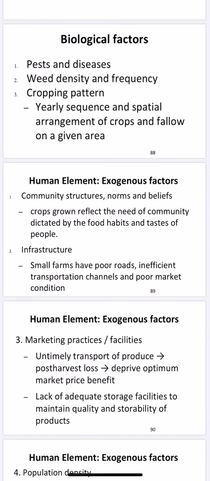So next are the biological factors. Number one is pests and diseases. Second, weed density and frequency, and third, the cropping pattern: the yearly sequence and spatial arrangement of crops and fallow on a given area. So these are the biological factors that affect the growth of plants.